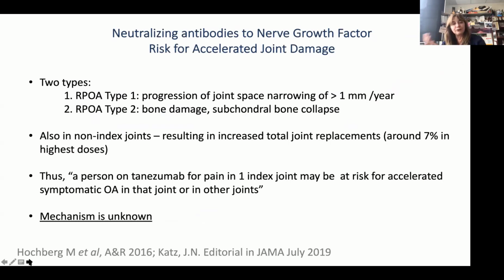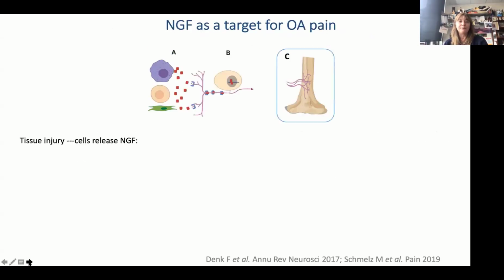So rapidly progressive osteoarthritis type 1 means that the progression of joint space narrowing on an X-ray is larger than 1 millimeter per year. But more importantly, there is also type 2, where there is really subchondral bone collapse and bone damage. And so people who were on tanezumab for pain in one index joint were actually at risk for accelerated symptomatic osteoarthritis in that joint or even in other joints. The mechanism is unknown. It led to increased need for total joint replacement in a subgroup of patients in the clinical trials. And so very unfortunately, this program has been stopped.